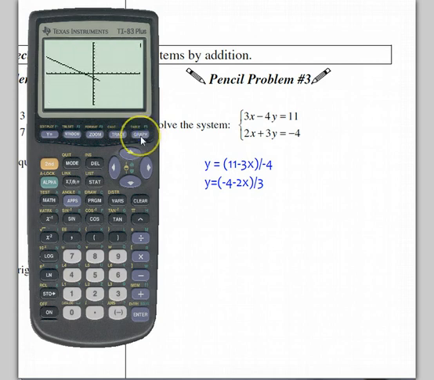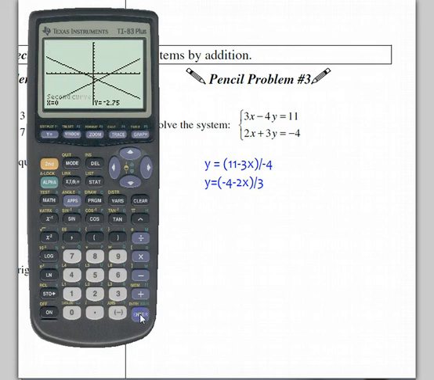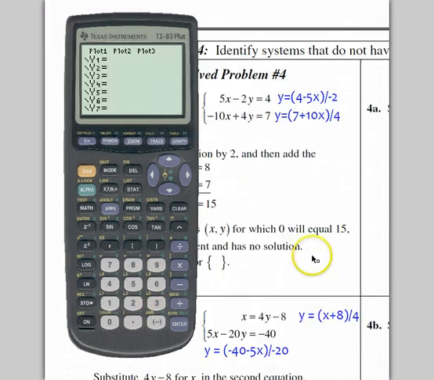Graph. Yes, I do see a point of intersection. So second, trace, 5, first curve, enter. Second curve, enter. Guess, enter. (1, negative 2) is a point of intersection.